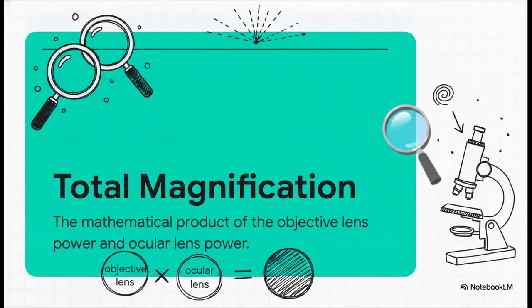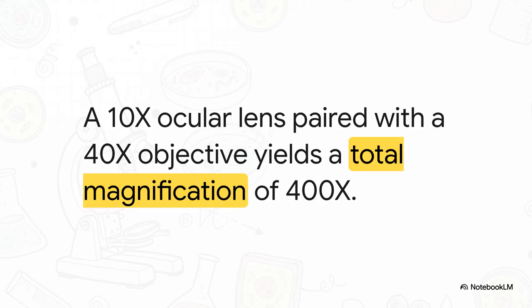Because the light passes through two totally separate magnifying lenses, calculating your final viewing size is brilliantly simple. The total magnification is literally just the mathematical product of the two lens systems combined. You just multiply the objective power by the ocular power. Easy, right? Let's look at a concrete mathematical example.